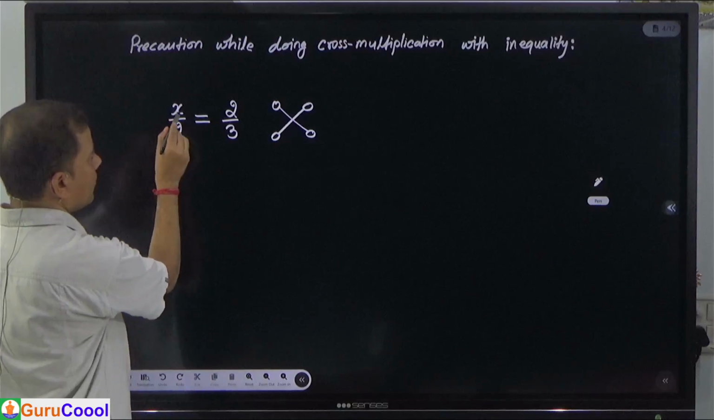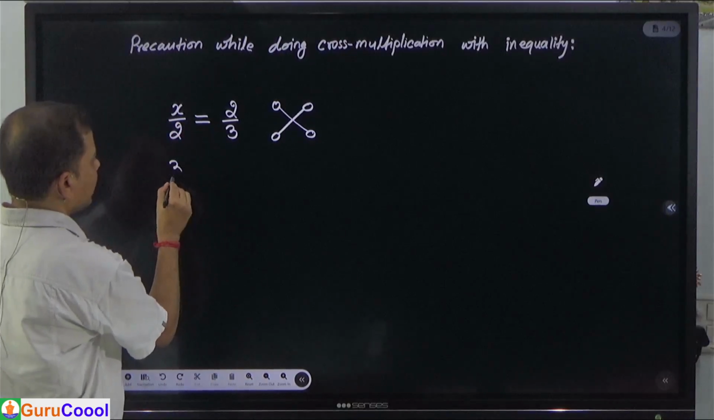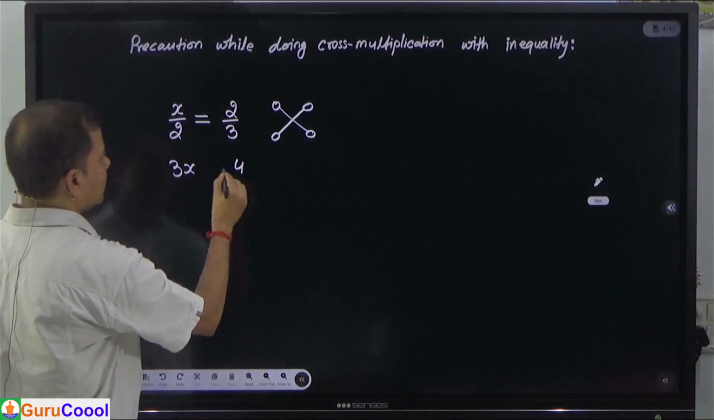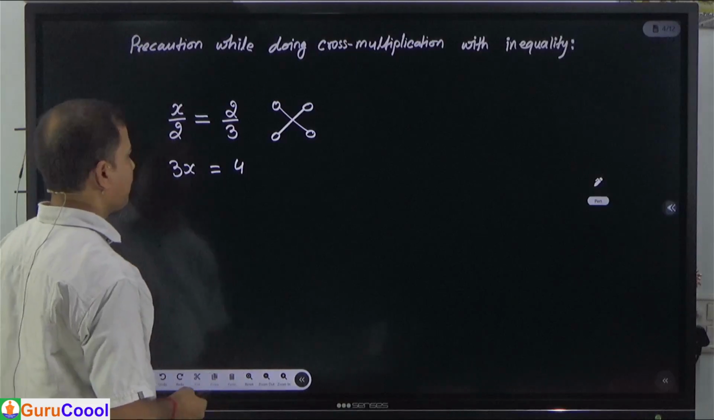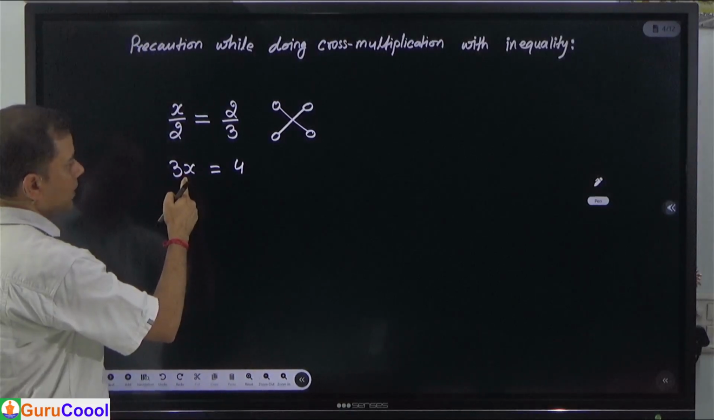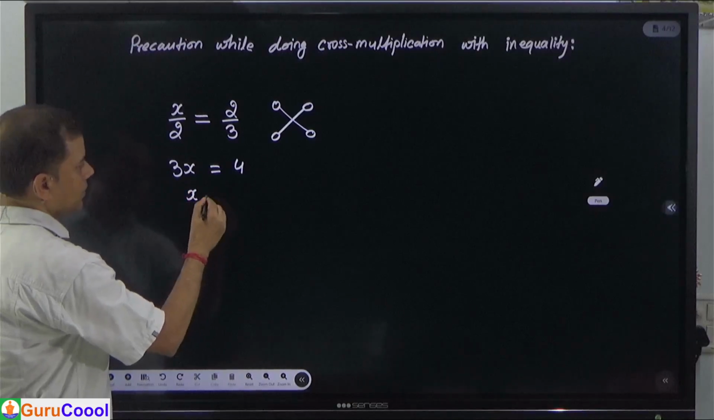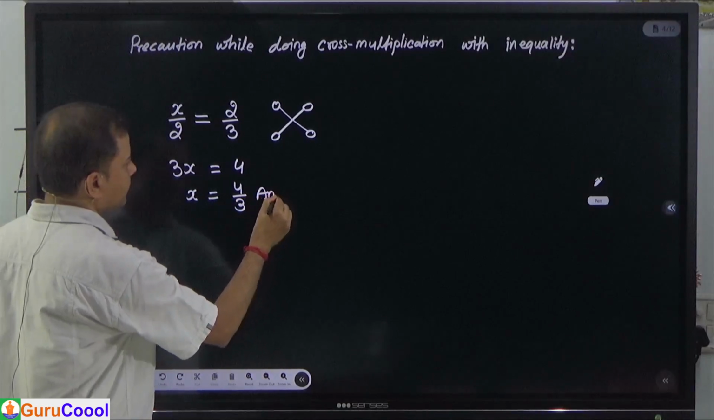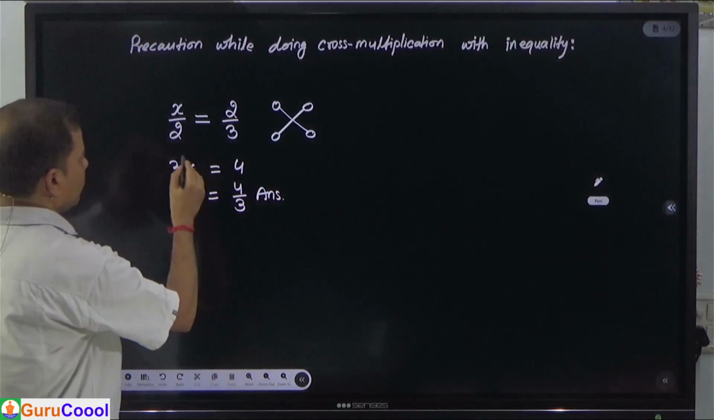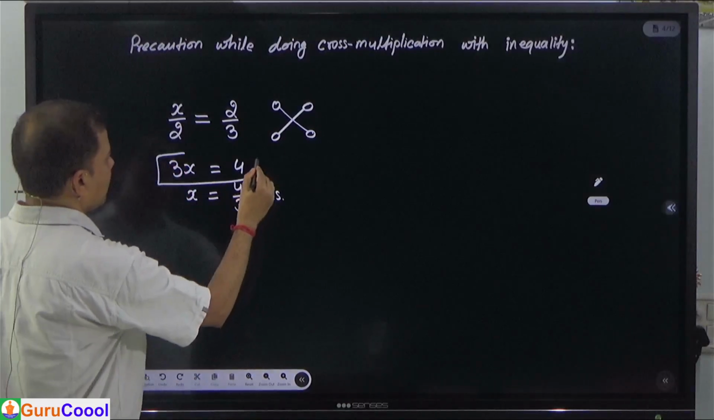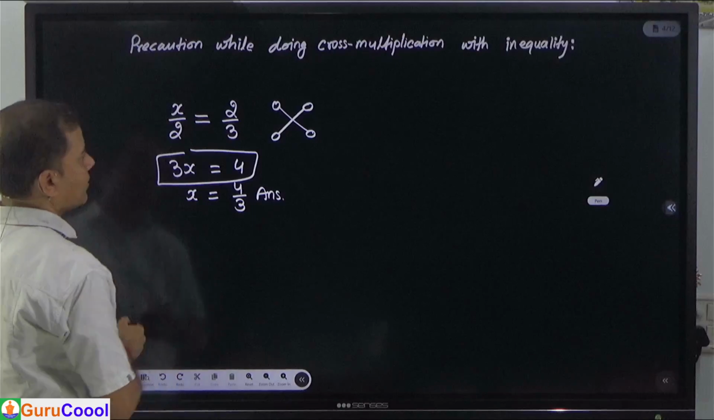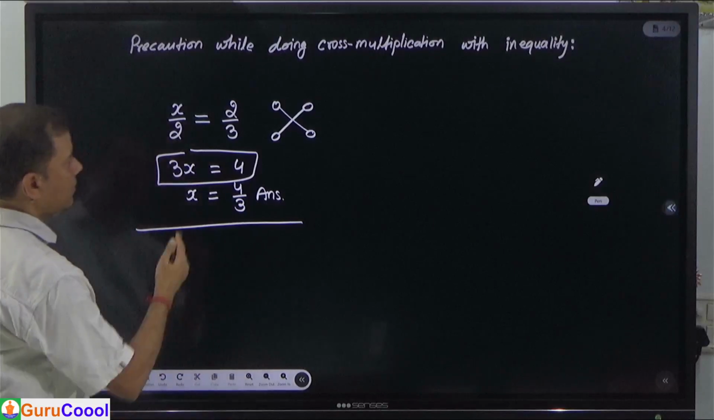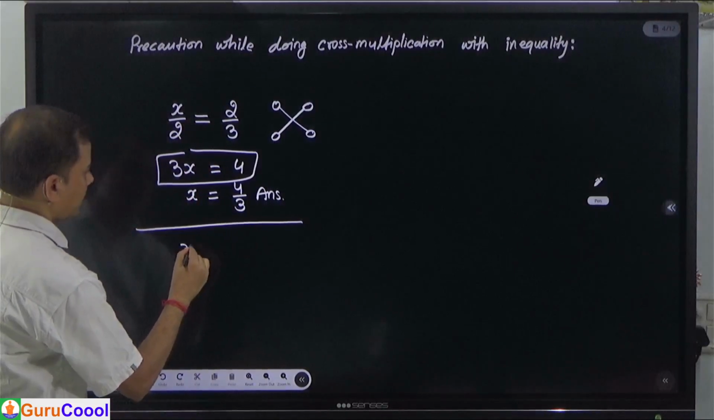So here x will multiply with 3, we get 3x. 2 multiplies with 2, we get 4. So 3x equals 4. Now to keep x alone here, we have to divide by 3. So x equals 4 by 3, and that is the answer. Notice that we have kept 3x on the left side. If we want, we can handle the same equation this way as well.